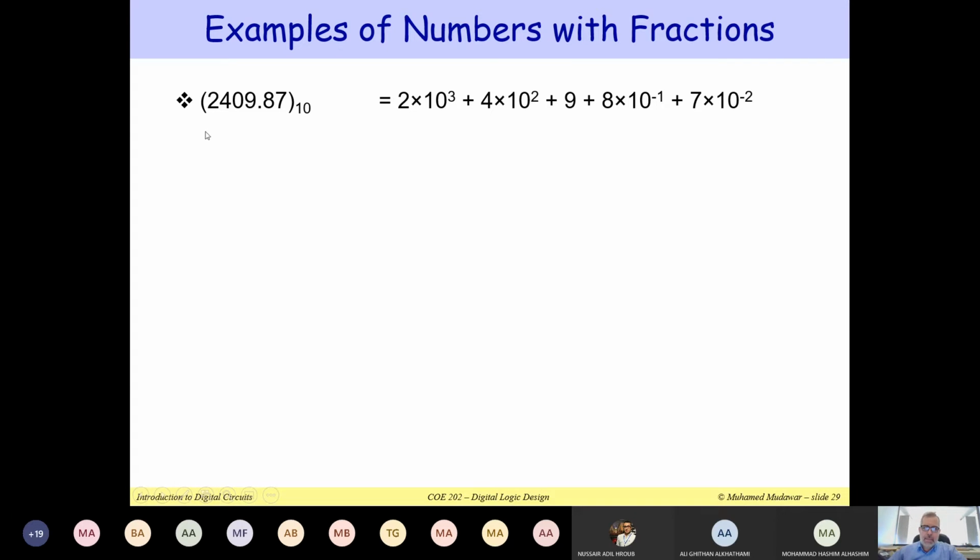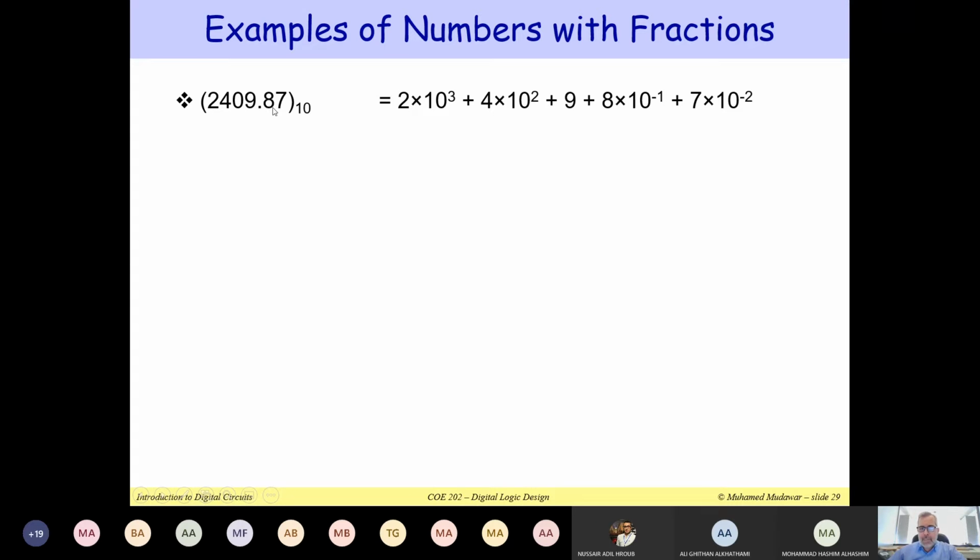Okay, so you can see the number here is 2,409.87. Now this 2 is multiplied by 1,000, 10 to the power 3. This 4 is multiplied by 100. This 0 is multiplied by 10, but 0 multiplied by 10 is 0, so I'm not showing it. This 9 is multiplied by 1.